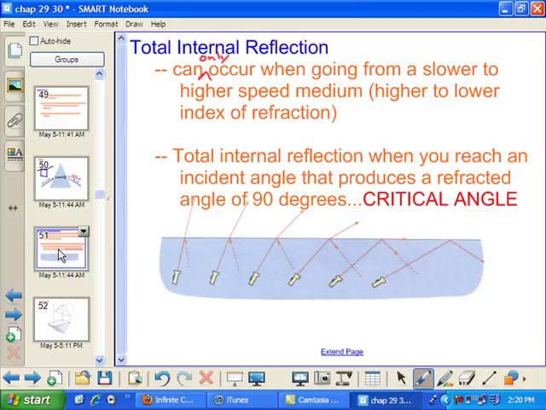Okay? And you've experienced it. Ever had a case where you've looked in a fish tank at the right angle and it looks like the other side is a mirrored surface? Yeah. You're getting total internal reflection because glass has a higher index of refraction than water. So if you're going from the glass to the water, you're going to get that reflection. And remember we have our formula, Snell's law.